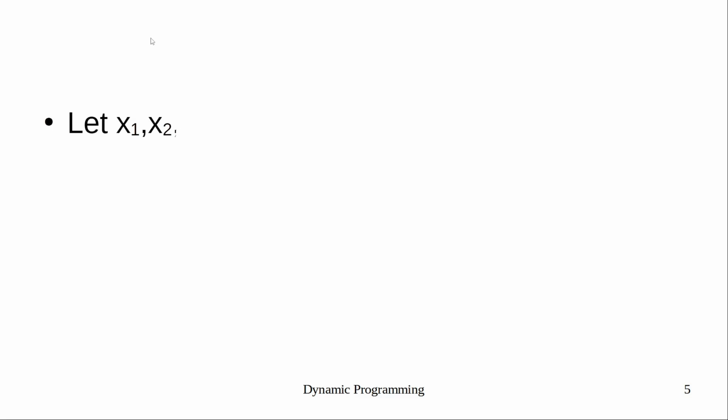So let's get ahead now. Let x1, x2 and x3 be the stagecoach runs. Now what are they? If you want to go from stage 1 to stage 2, the stagecoach run is x1. If you want to go from stage 2 to stage 3, the stagecoach run is x2. And if you want to go from stage 3 to stage 4, the stagecoach run is x3.